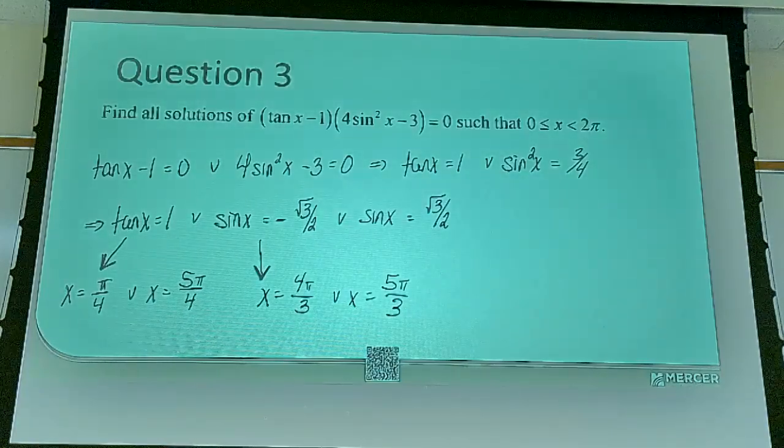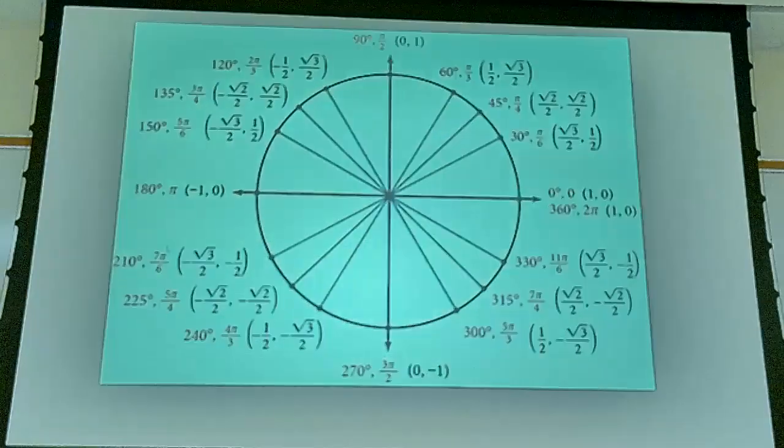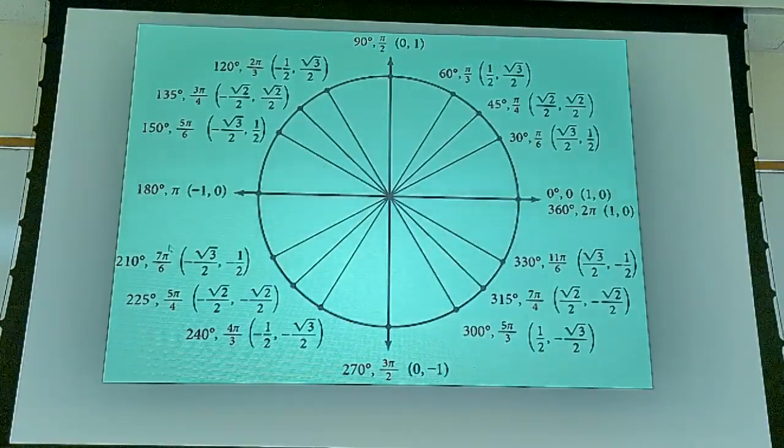And then finally, sine is positive root 3 over 2. Why aren't you working? Thank you. So what angles have a terminal point with y coordinate of root 3 over 2? Pi over 3 and 2 pi over 3.